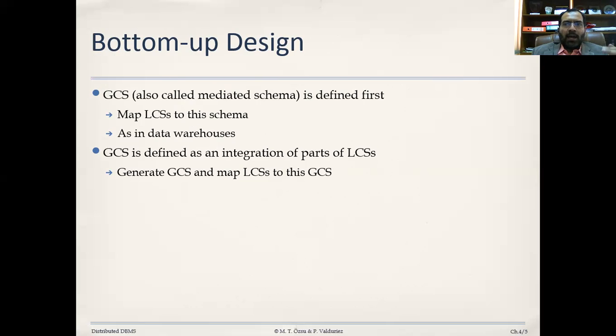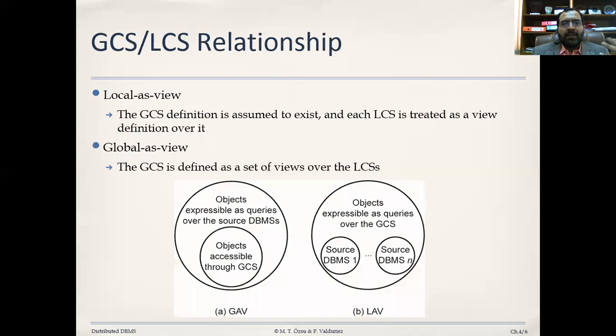Let's suppose you have the generalized definition, and then you confirm that all those LCS map to it. So generate GCS, a global conceptual schema, and map LCS to this GCS, or directly map LCS to the schema. So both strategies are there in terms of the bottom-up design approach, and that gives you two types of relationship between GCS and LCS. So what are these two types of relationships? Please take some time to understand this concept.